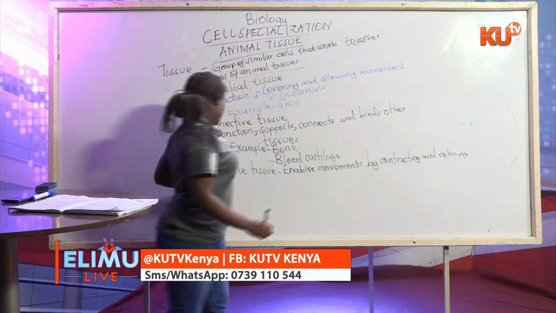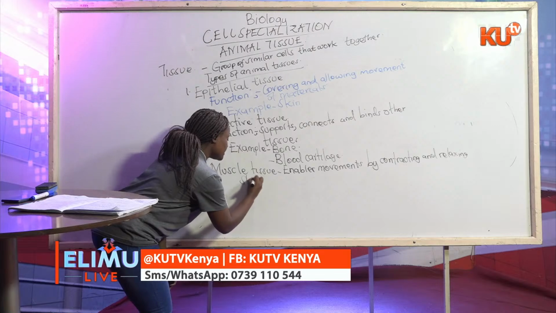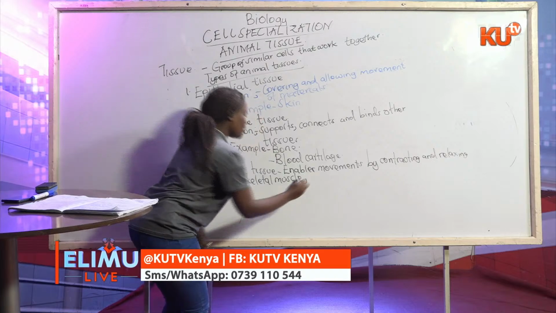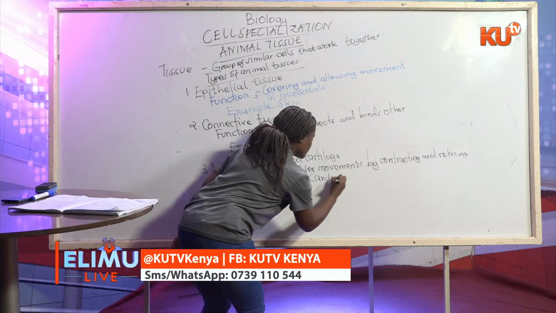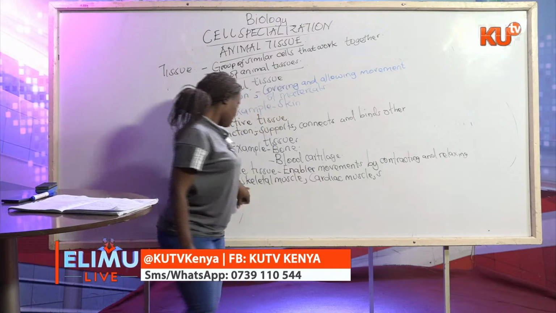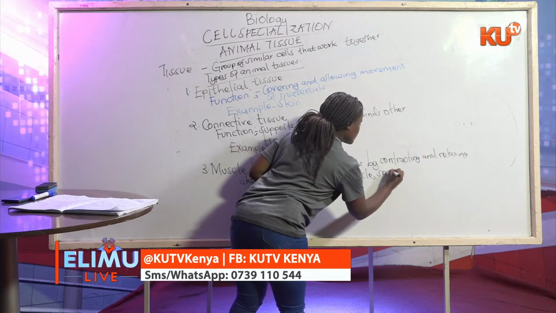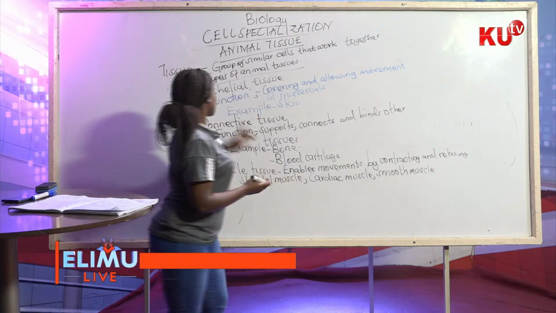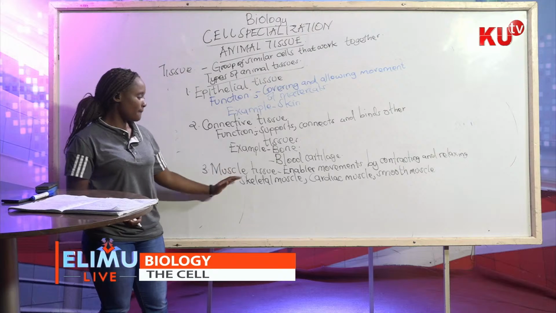Under the muscle tissue, we have the skeletal muscle. We also have the cardiac muscle, and then the smooth muscle. So these are the types of animal tissue: epithelial tissue, connective tissue, and muscle tissue.